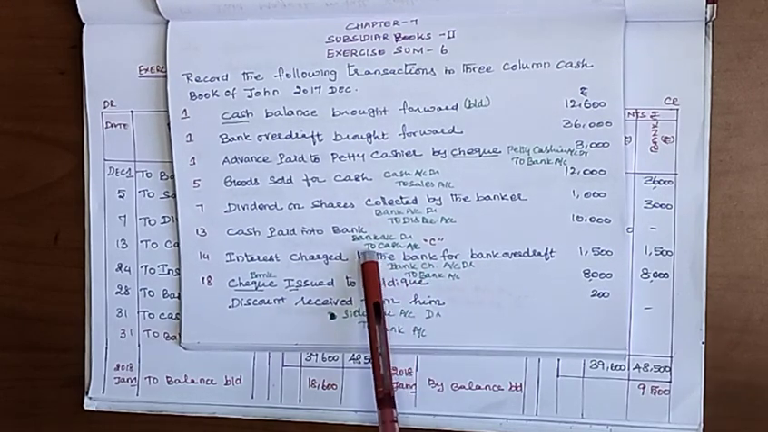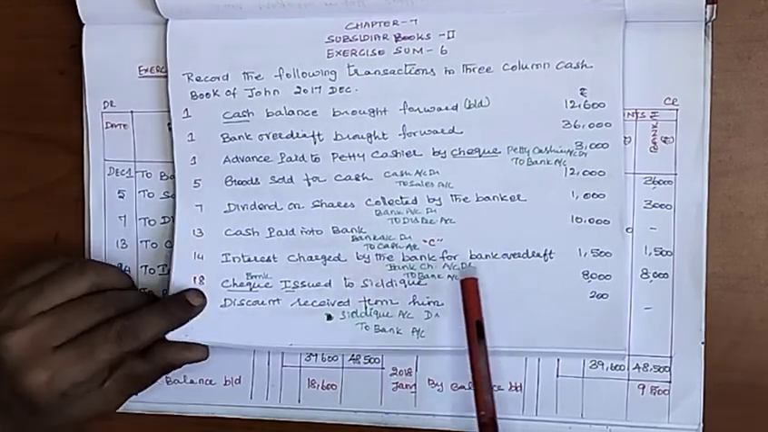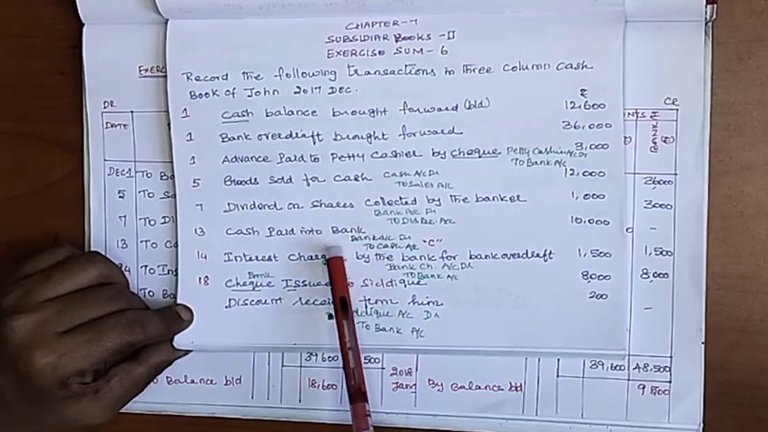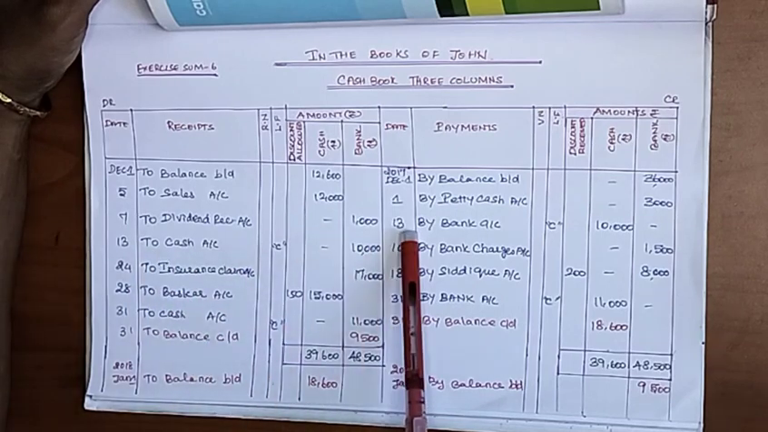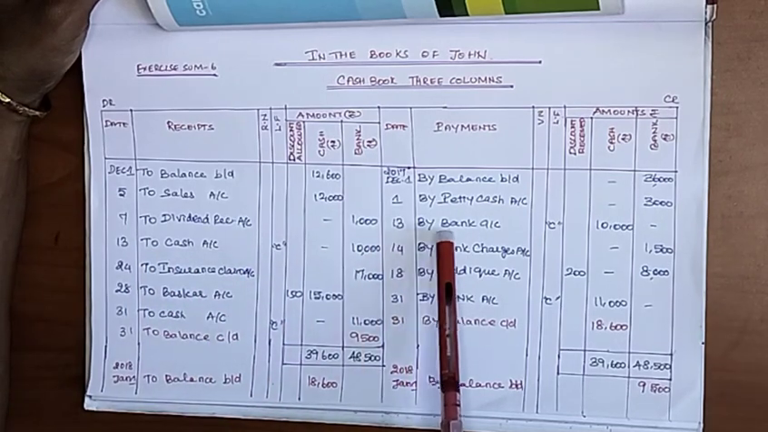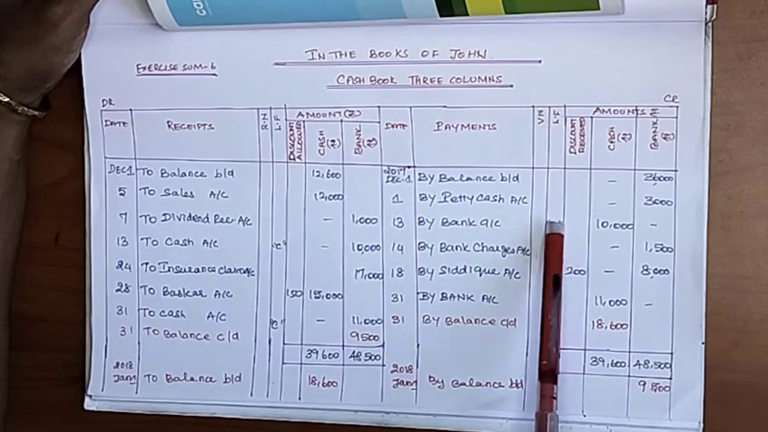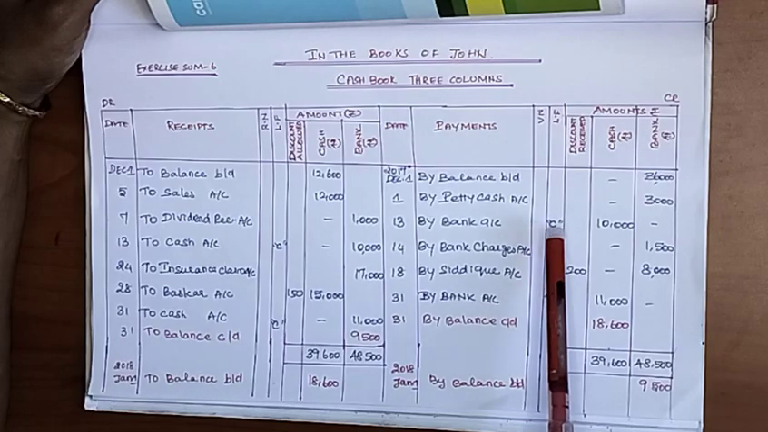So where is cash account? Cash account is on credit side. So we go to credit side, dated on 13. What is the opposite account from the cash account? Bank account. So credit side, by bank account. C has to be written on the LF column. This is the contra entry.